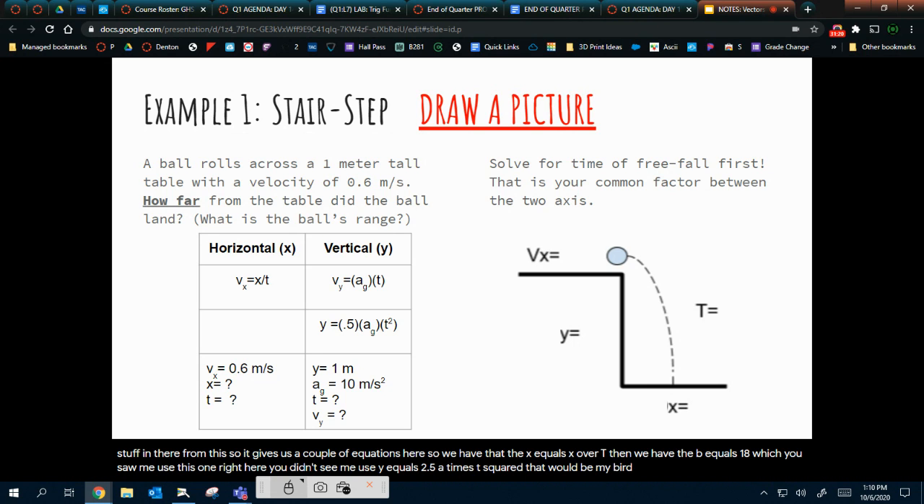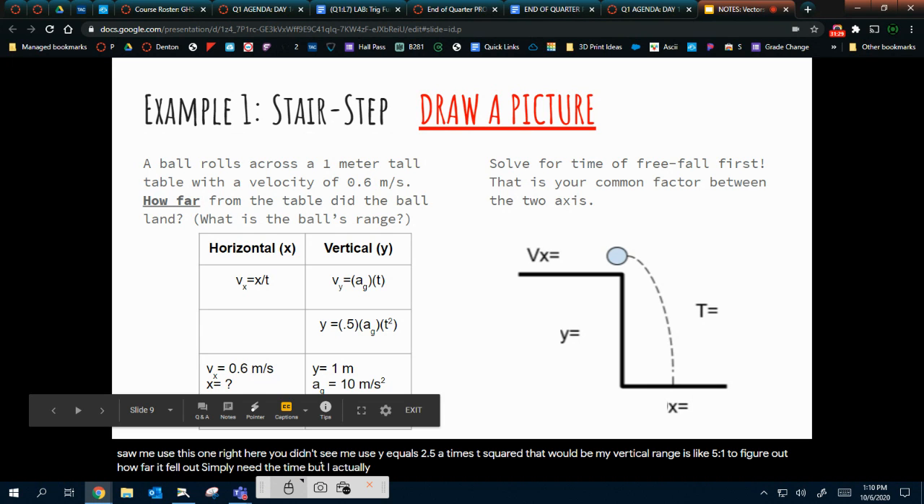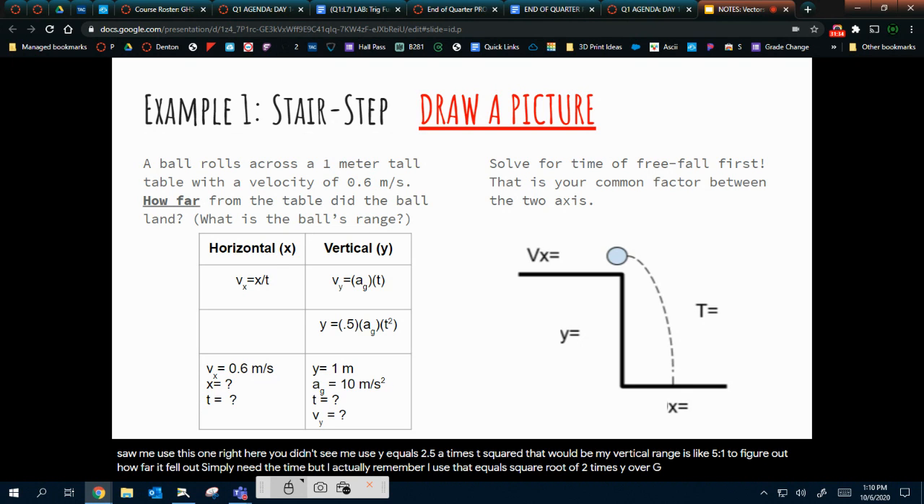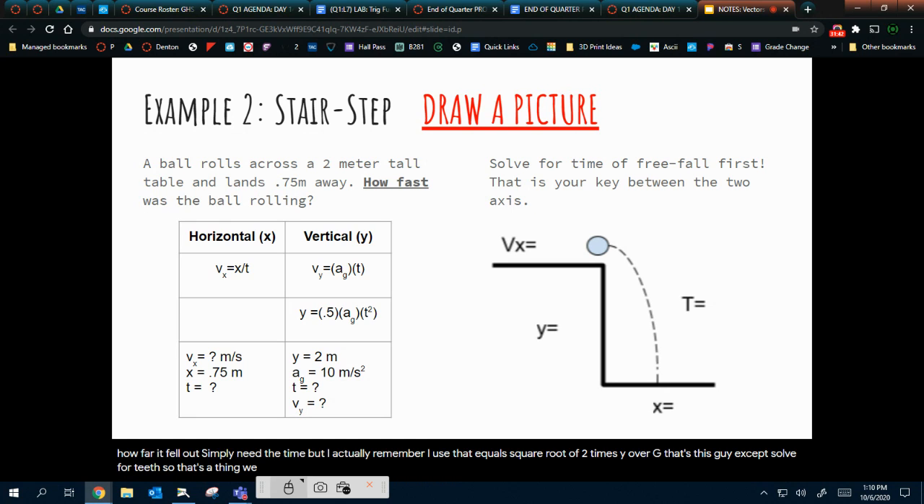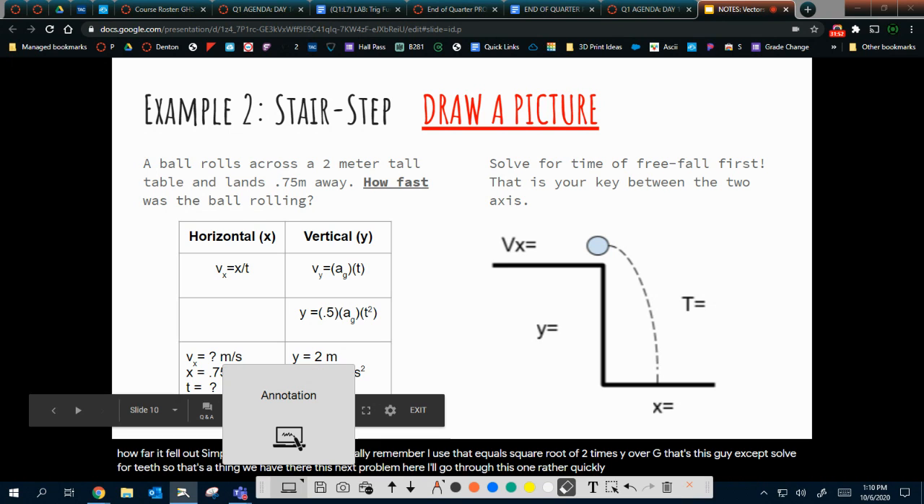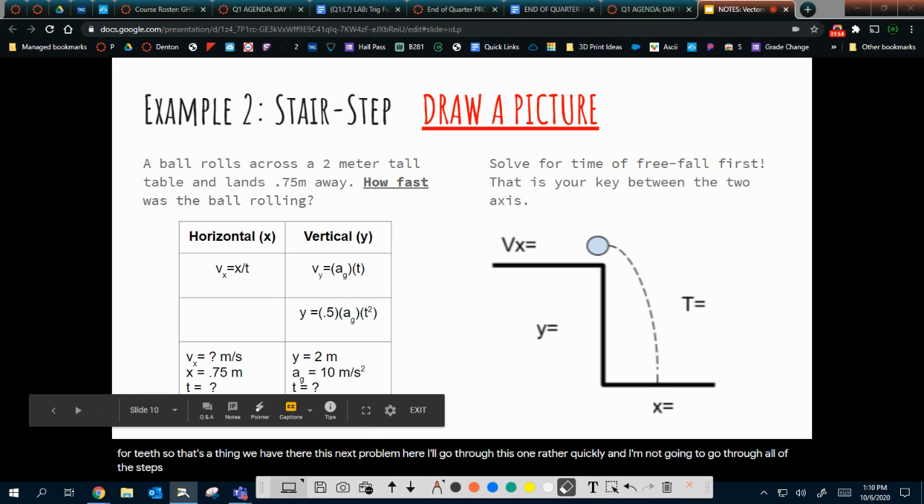That would be my vertical range. Like if I wanted to figure out how far it fell, I would simply need the time. But I actually used this equation right here. And remember I used that t equals square root of 2 times y over g. That's this guy, except solve for t, right? So that's a thing we have there. This next problem here, I'll go through rather quickly.